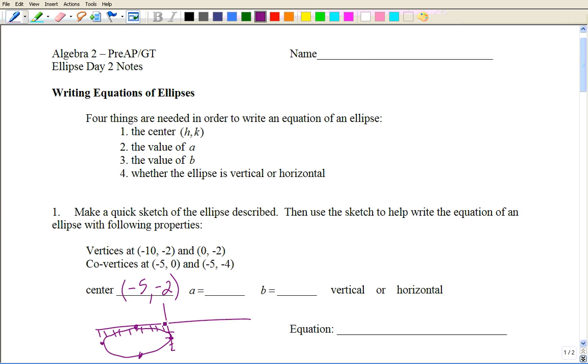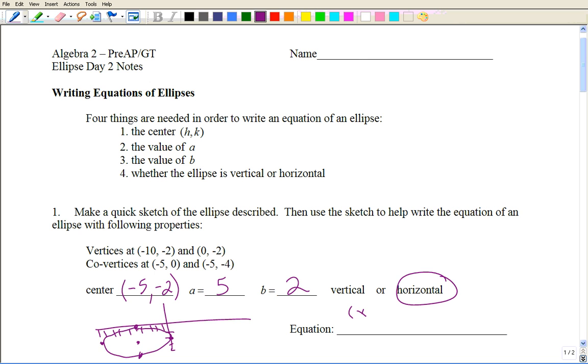The A value will be the distance from the center to a vertex. The vertices are at -10, -2 or 0, -2, so in either direction that would be a distance of 5. B is the distance from the center to a co-vertex. So from -5, -2 to -5, 0, that would be a distance of 2. And then this is horizontal. So I have the four things needed for the equation.